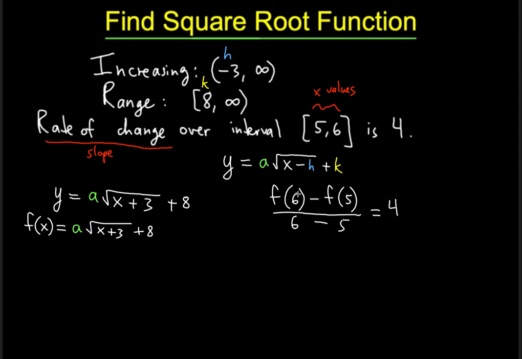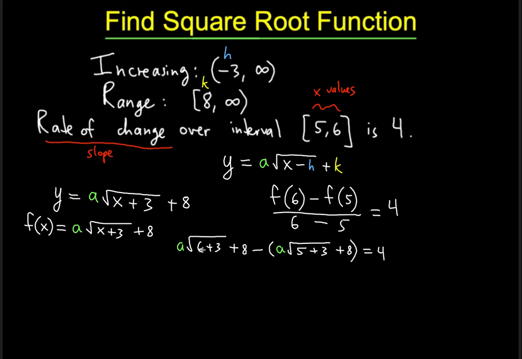All right, so let's see. F of 6 minus f of 5, what does that mean? That means f of 6 is going to be a times the square root of 6 plus 3, plus 8. Make sure that you don't forget the 8. And then minus, and we have to put parentheses because f of 5 will be this whole thing, including the 8. So we're going to have a times the square root of, now 5 instead of the x here, 5 plus 3, and then plus 8. Parentheses close, and we don't have to divide by 1 because that doesn't change anything. We just set it equal to 4.